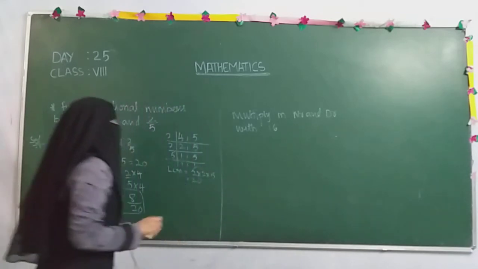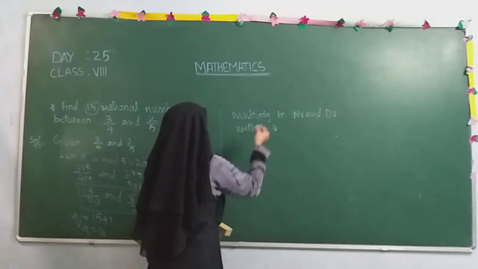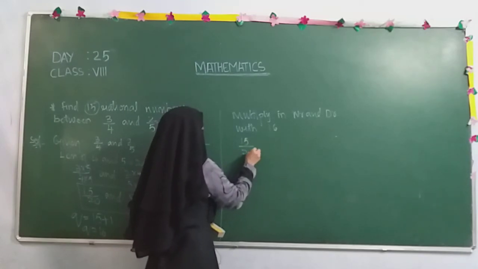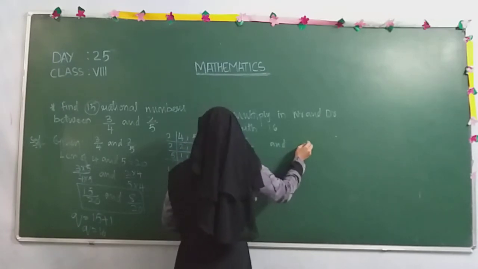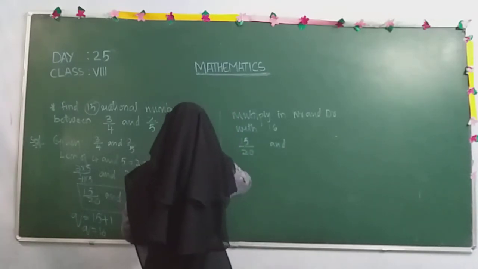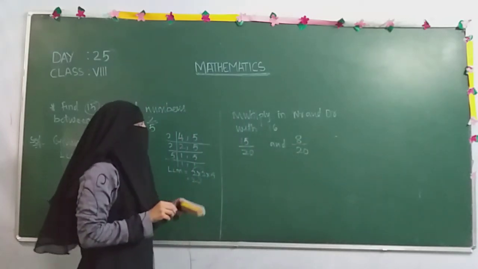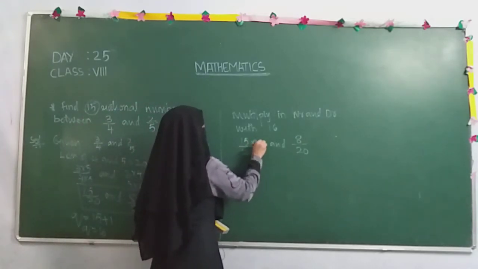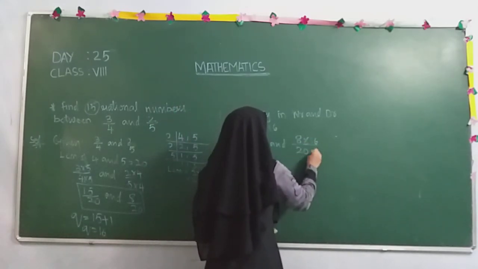Multiply in numerator and denominator with 16. So to whom we have to multiply? Those numbers we take, that is 15 by 20 and 8 by 20. Okay, these are the numbers. To them we need to multiply in numerator and denominator with 16. So here into 16, into 16, into 16, into 16.